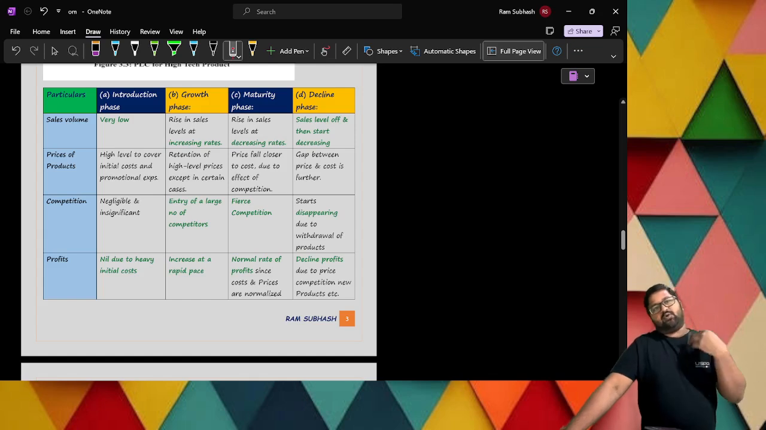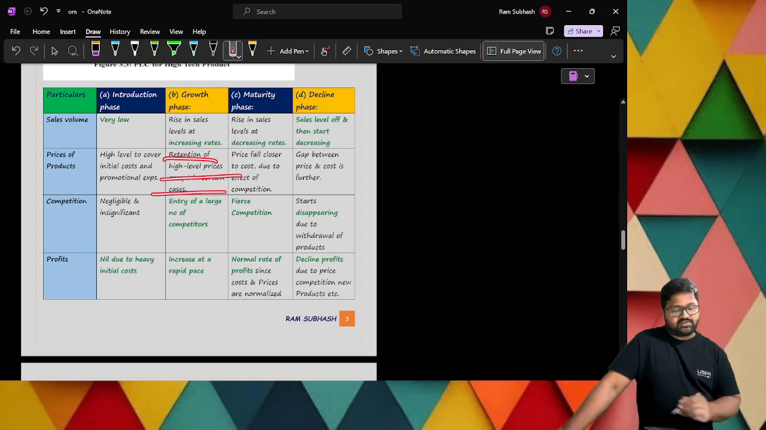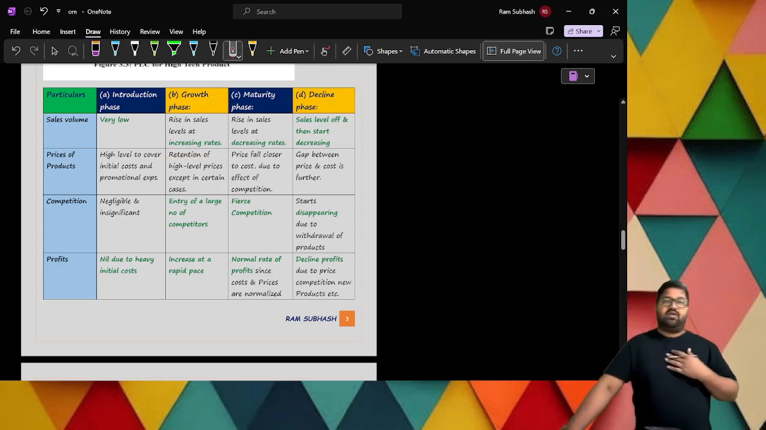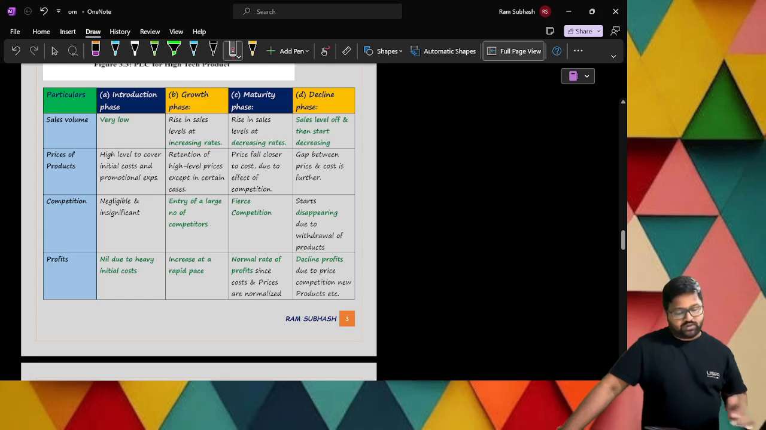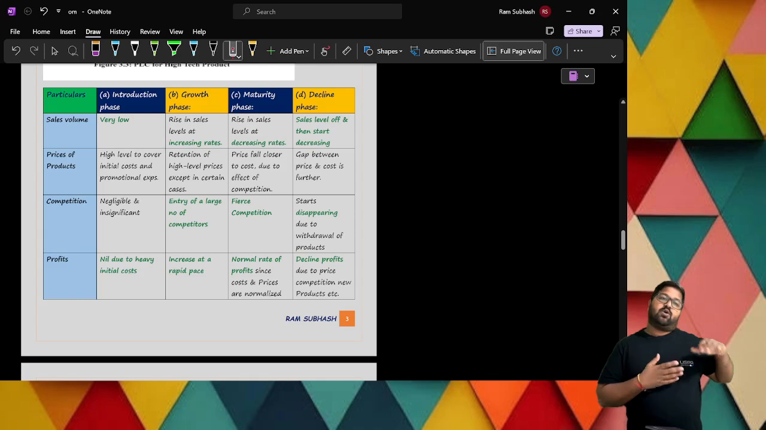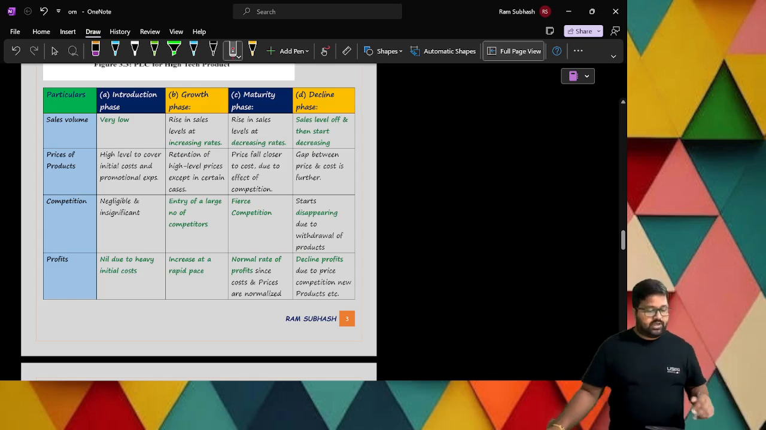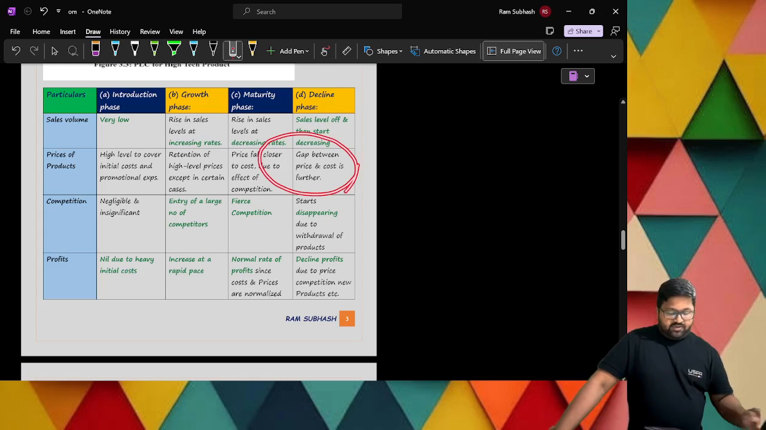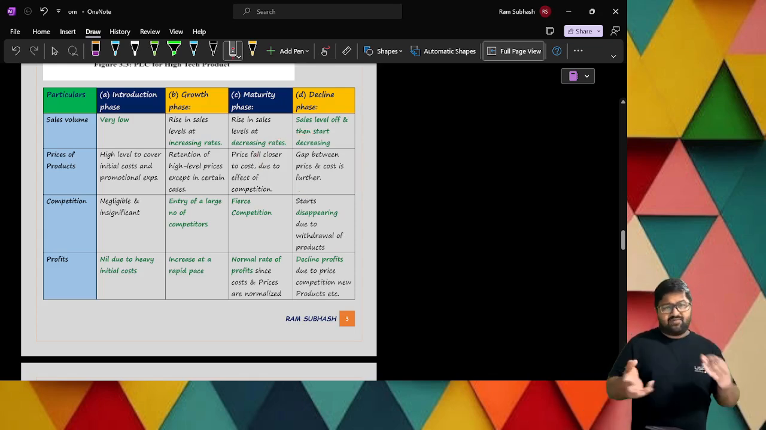About the pricing of the product: initially it is at a higher level to cover initial costs. We will also make more advertisements, so our cost will be more, and we may quote a higher price. If our product has higher demand, we may quote it more. Sometimes we may reduce: the price falls closer to cost because our competitors will be coming and copying us, and they may quote a lower price, so we have to reduce ours. The gap between price and cost will reduce automatically because competition is very high.